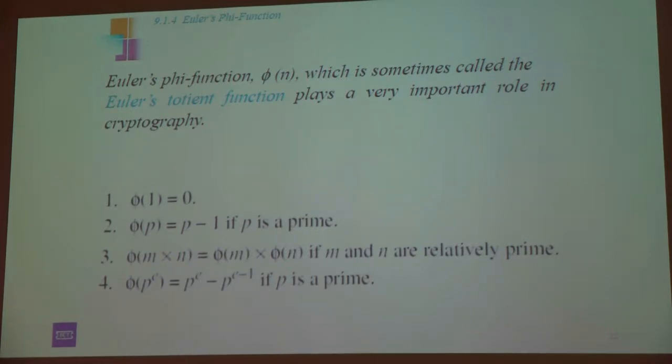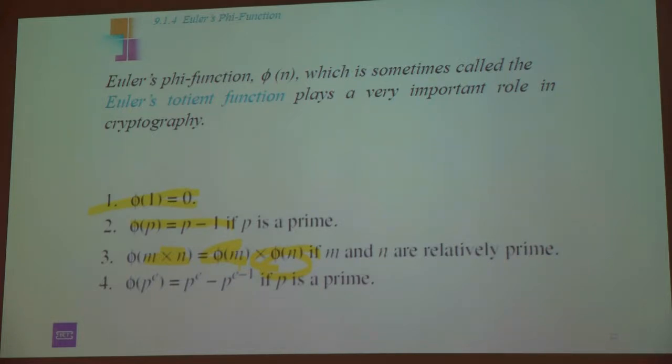So phi of 1 is 0. Phi of p, where p is a prime, is p minus 1. If it's not a prime, we have to find factors for it that are primes. We'll see an example. If the number is not prime, I have to find two factors that are prime, and then I find phi of m and phi of n and multiply them together.